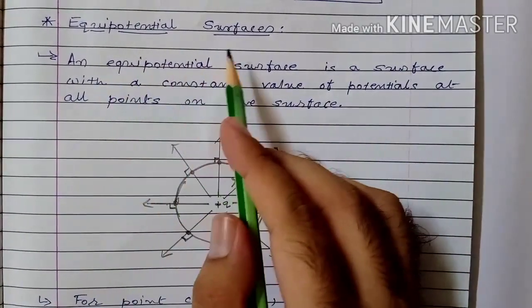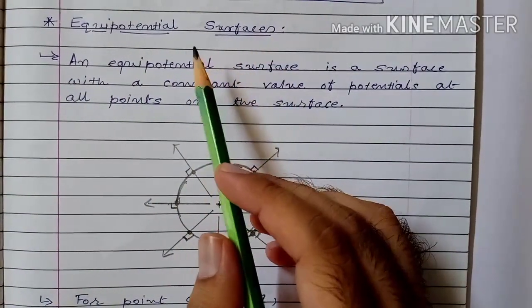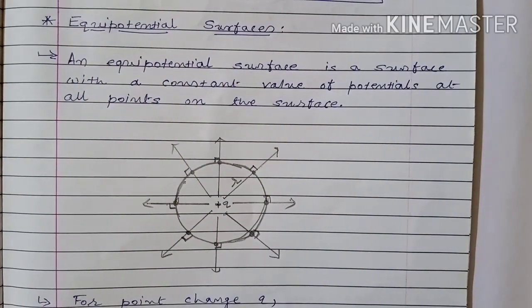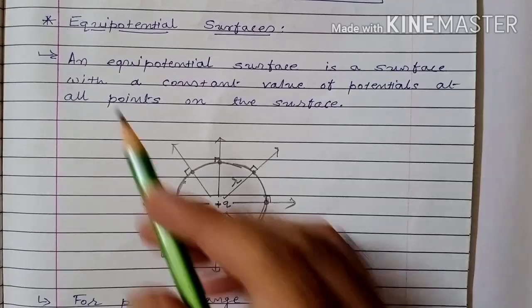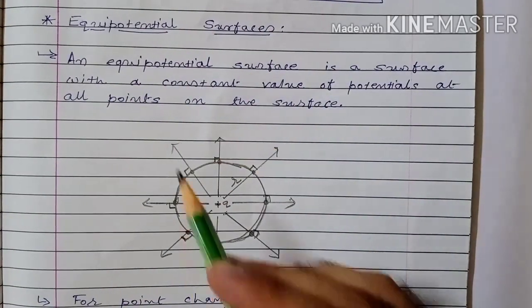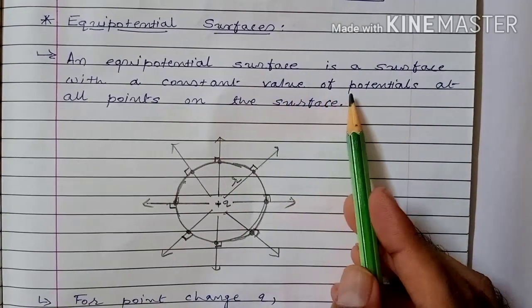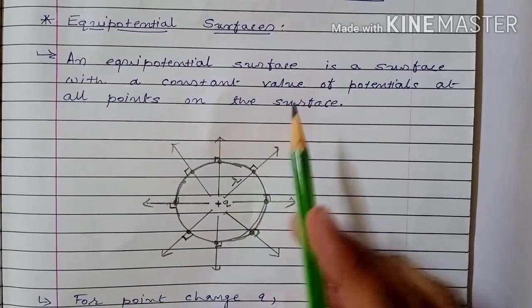From the name itself it is clear that a surface for which the potential remains the same at every point on the surface is called an equipotential surface. An equipotential surface is a surface with a constant value of potential at all points on the surface.